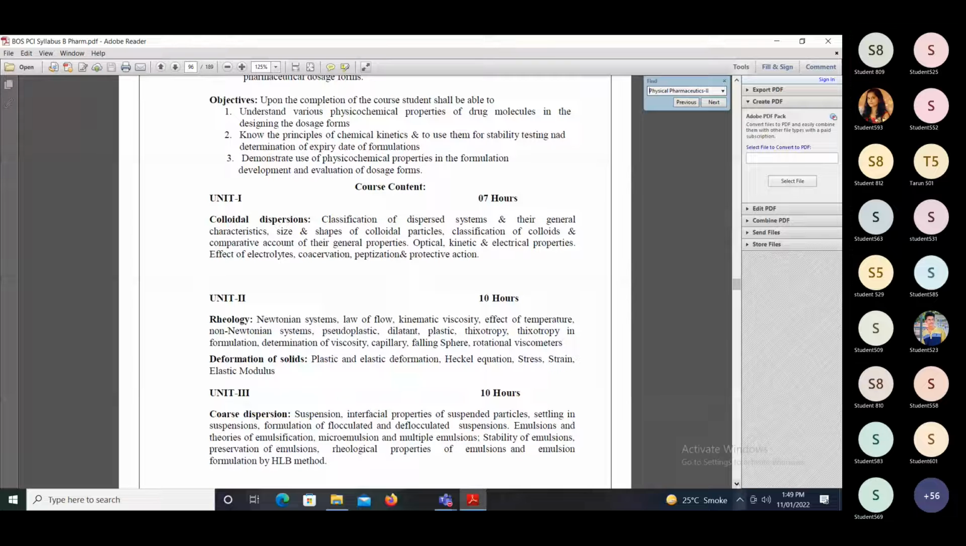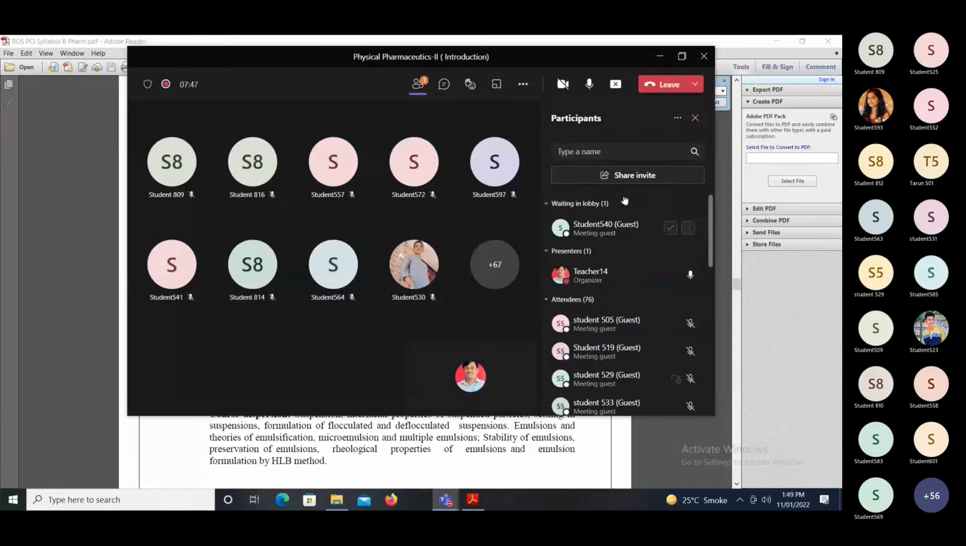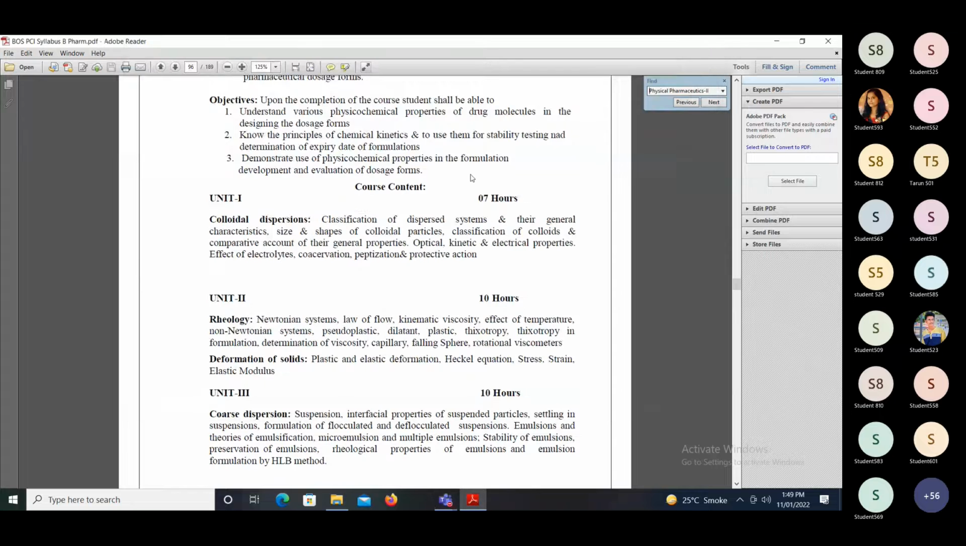The first chapter is colloidal dispersion. Now in colloidal dispersion, we are going to discuss what we mean by colloidal dispersion. What do you mean by colloids? Colloid is actually a Greek word. Colloids mean glue-like substance. Glue-like substances are called colloids. Okay, and the size ranges between 10 to 100 micrometer in size range for the particles.